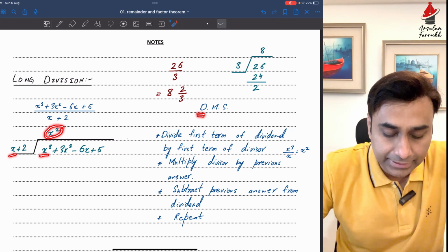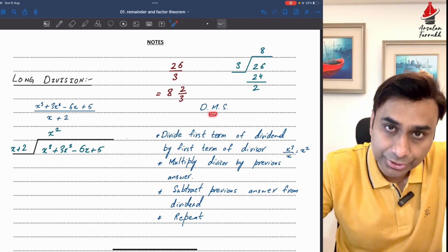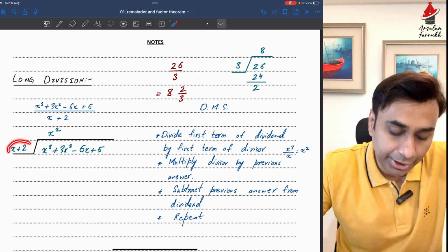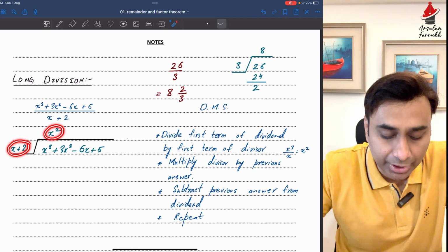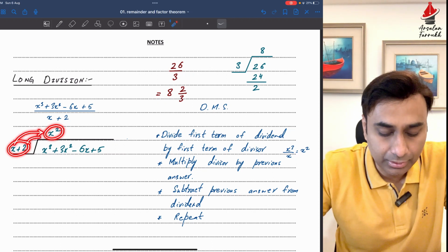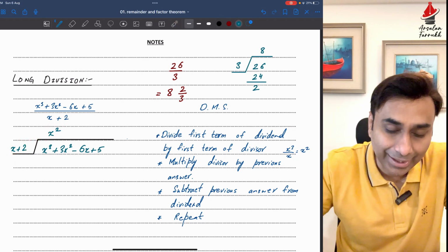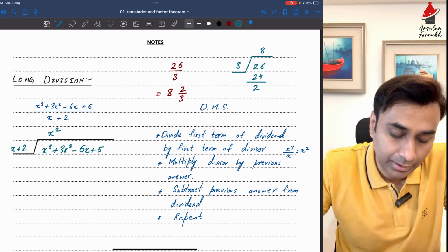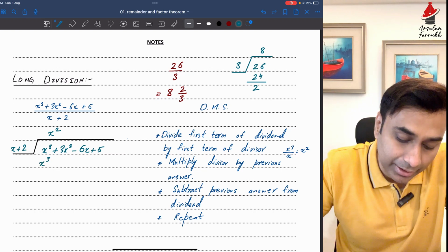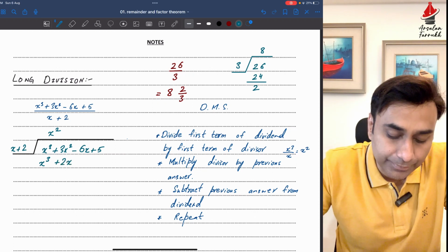After writing down x squared over here, now you have to do the step of multiplication. What do you do in the step of multiplication? The divisor gets multiplied by this first term that you obtain, which means x will be multiplied by x squared and plus 2 also would be multiplied by x squared, and you will write it right under the dividend. So x times x squared becomes x cubed and 2 times x squared becomes 2x squared.